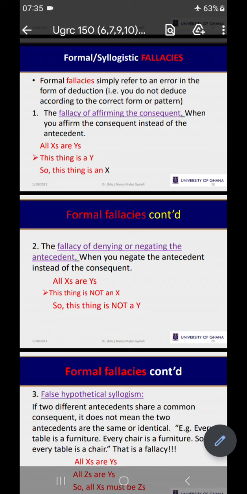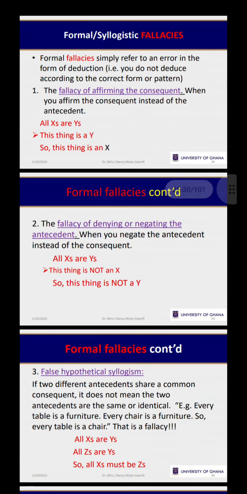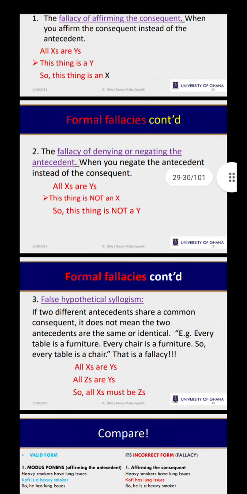Today, we'll look at these topics: the syllogistic fallacies and then causal fallacies. Under the syllogistic fallacies, we have the fallacy of affirming the consequent, the fallacy of denying or negating the antecedent, and the last one, the false hypothetical syllogism. These are the fallacies under the syllogisms.